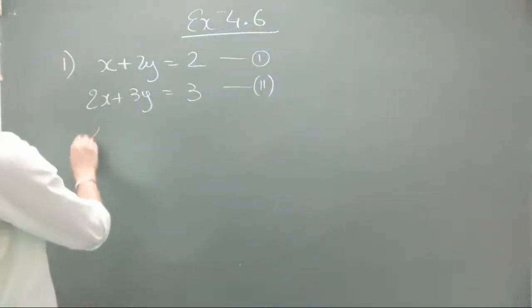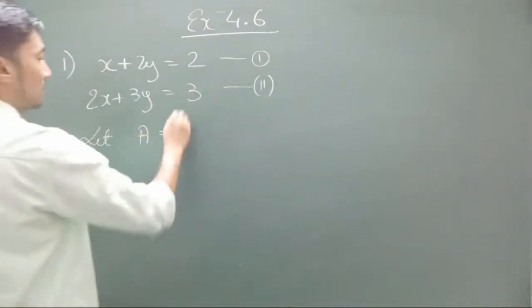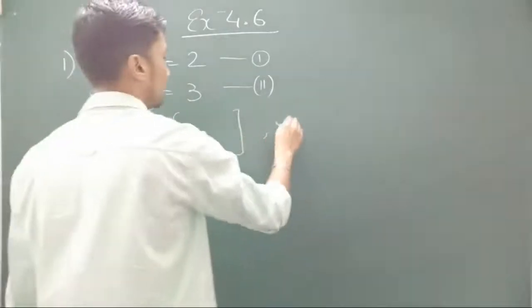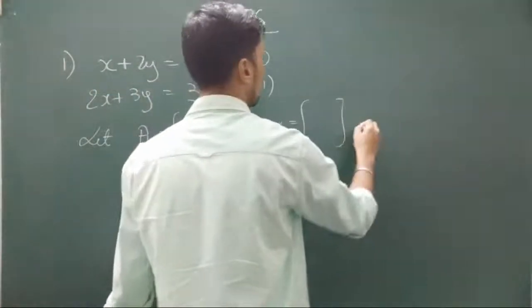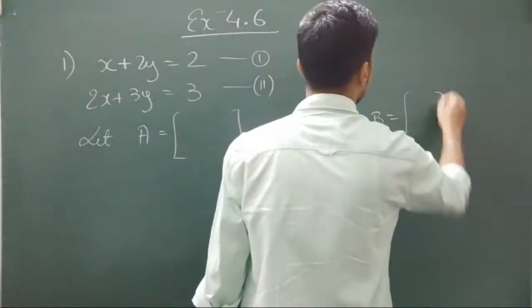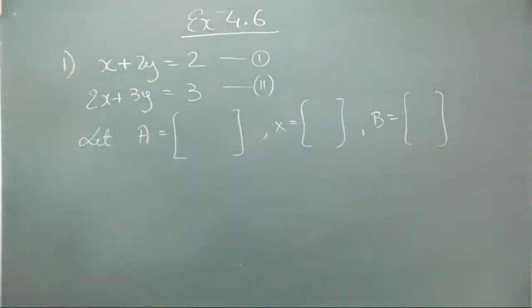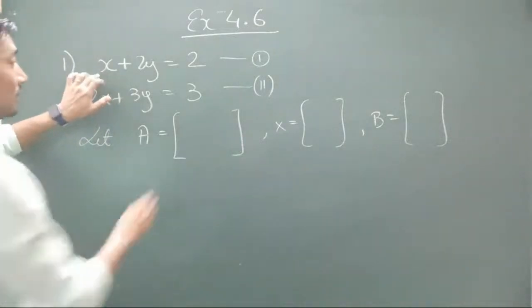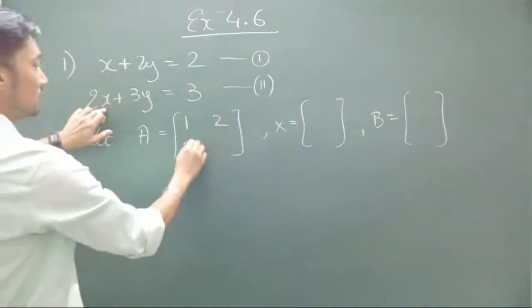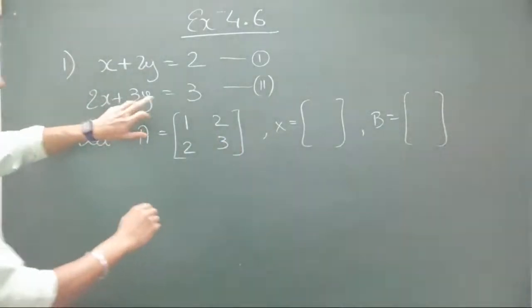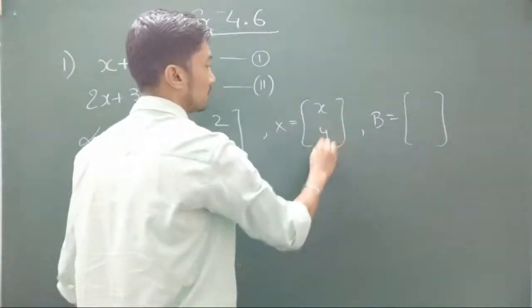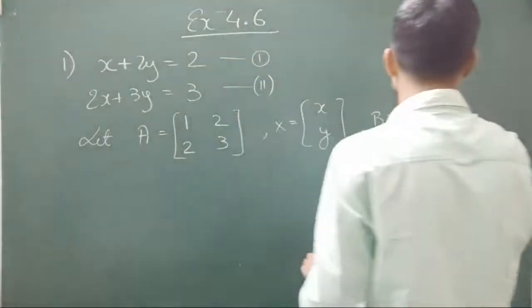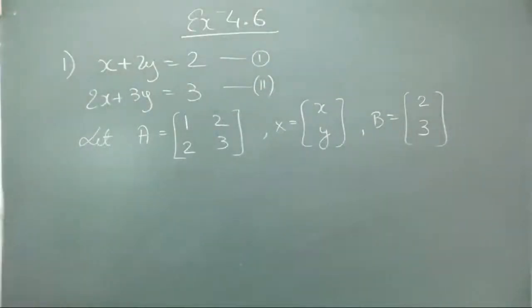So what we can do here is let A be the matrix containing the coefficients of the variables. So 1, 2, 2, 3. X, we have two variables, x, y. B, the constants, 2, 3. Okay?